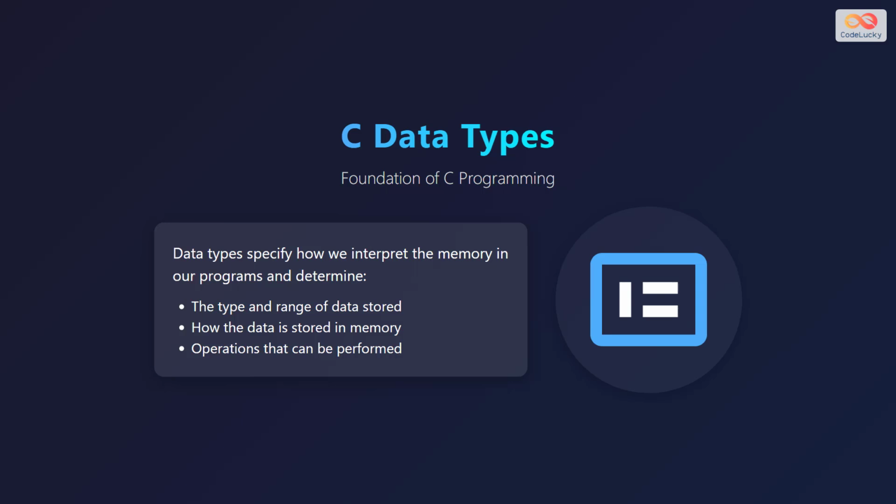Welcome to the world of C data types, the fundamental building blocks of C programming. Data types are crucial, as they dictate how information is stored and manipulated within a program. Today, we will explore the various types of data that C can handle, and why understanding them is so essential for writing efficient and reliable code. Let's dive in and discover the foundation of C programming.